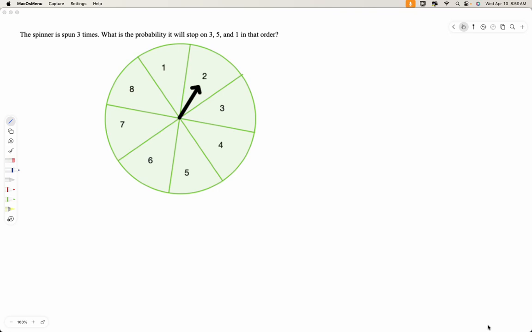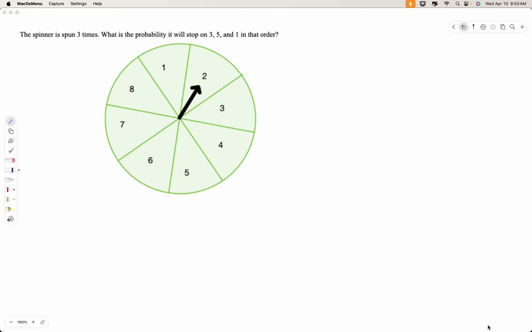So here we have a spinner with 8 spaces. So we have 8 possible outcomes, right? It can land on any one of those 8 when we spin it. So that's what that means. You've got 8 possible outcomes, 8 possible places for it to land, 8 numbers for it to land on. Now we're going to spin it 3 times.